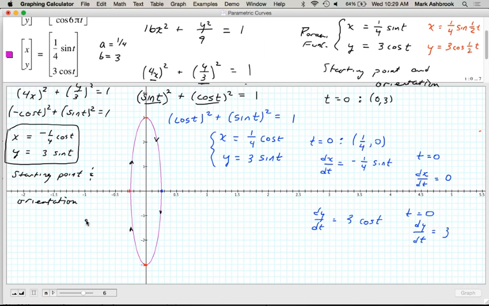Where's Varun Mohan? How'd it go? Negative 1/4, 0 at t equals 0. Okay. How'd you get it clockwise? How'd you get it? You did dy/dt, and you got 3 cosine t, which at t equals 0 is 3. And so then, keep going.